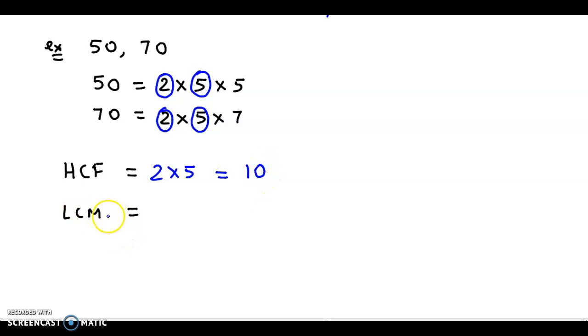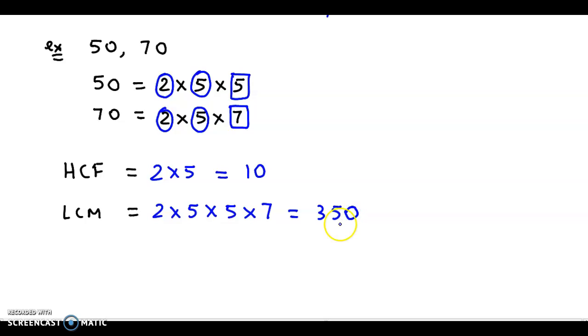Next is the LCM. First common to both of them, so we have 2 and 5. Basically that's the HCF, and the uncommon factors, that is 5, right? This is the uncommon factor here, and here the uncommon factor is 7. Now if we take the product, 5 2s are 10 and this is 35. So 35 into 10, that is 350.